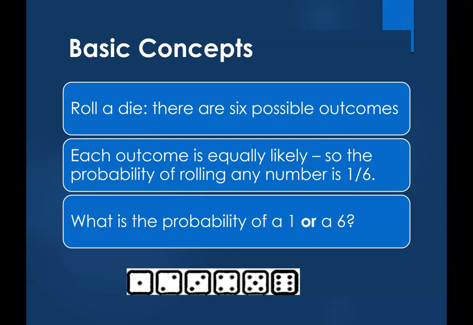So we want to think about what if we had other numbers involved? What is the probability of getting a 1 or a 6? And we talked before when we did set theory about or being and or. So that could be getting one or the other or both.